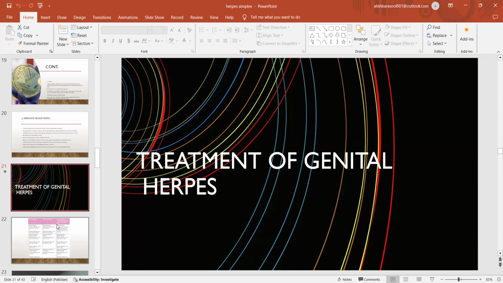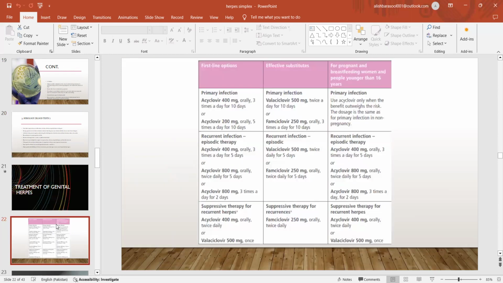Treatment of genital herpes. First line options: primary infection, acyclovir 400 mg orally 3 times a day for 10 days, or acyclovir 200 mg orally 5 times a day for 10 days. Recurrent infection, episodic therapy: acyclovir 400 mg orally 3 times a day for 5 days, or acyclovir 800 mg orally twice a day for 5 days, or acyclovir 800 mg 3 times a day for 2 days. Suppressive therapy for recurrent herpes: acyclovir 400 mg orally twice daily, or 500 mg once.